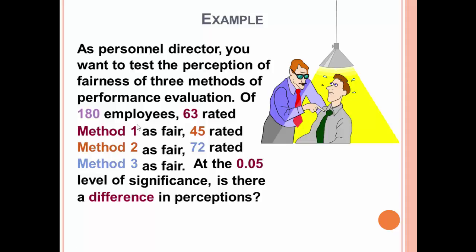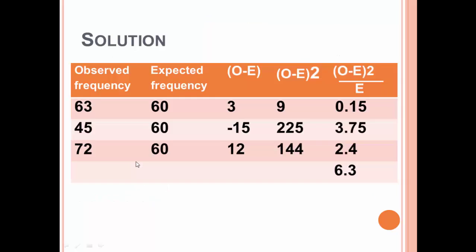Example: as personnel director, you want to test the perception of fairness of 3 methods of performance evaluation. Of 180 employees, 63 rated method 1 as fair, 45 rated method 2 as fair, 72 rated method 3 as fair. At the 0.05 level of significance, is there a difference in the perception?